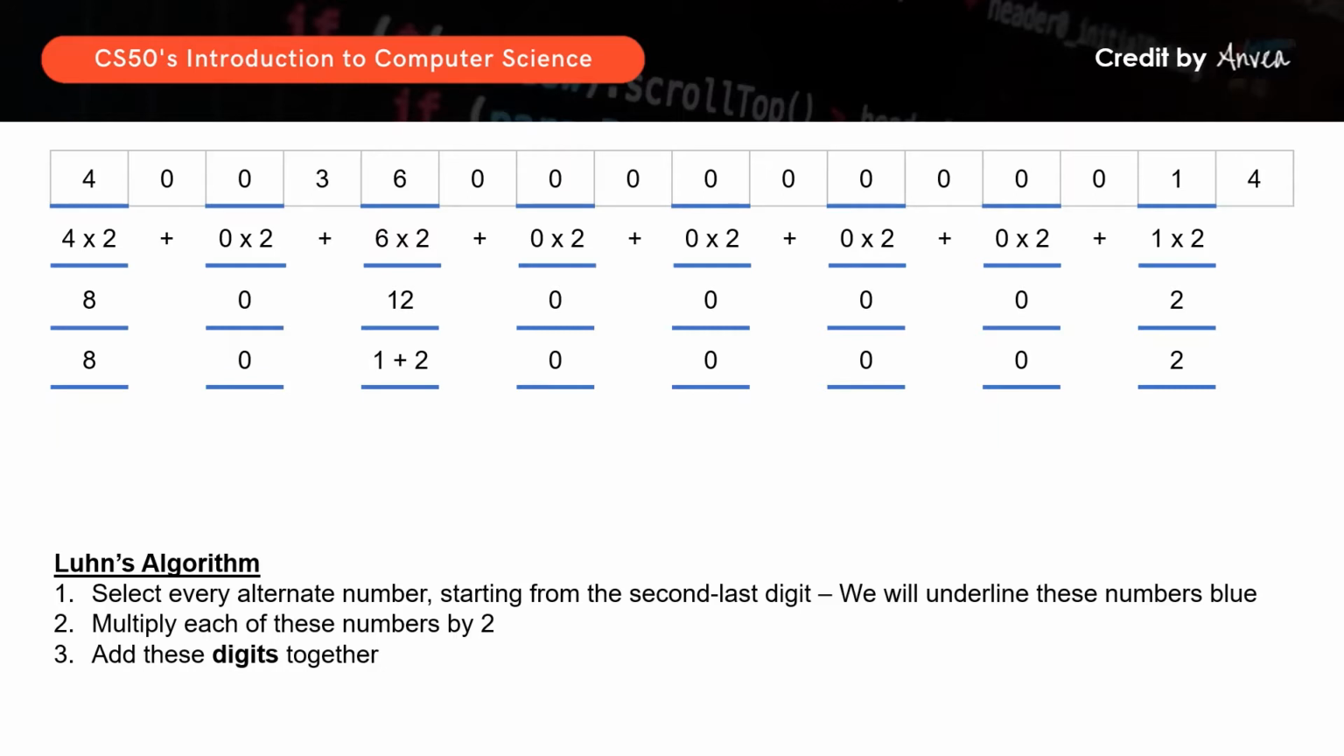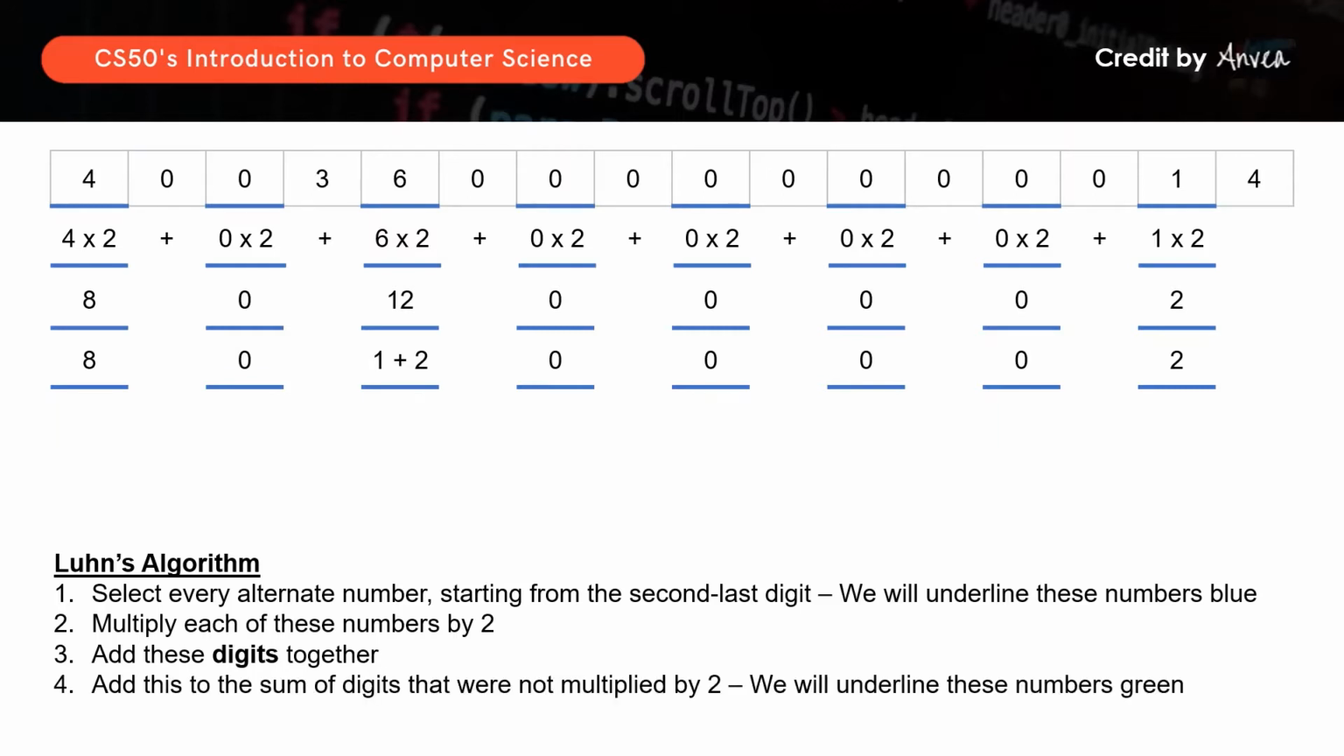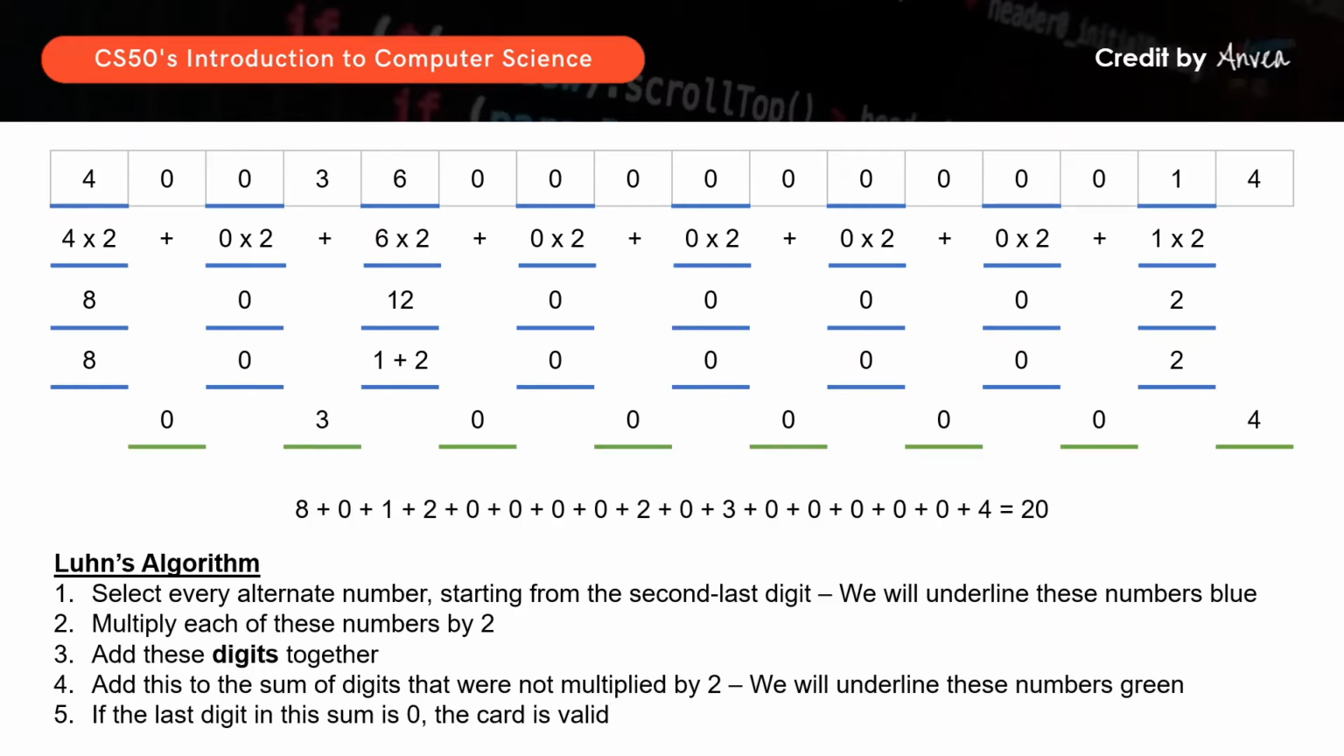and the total will be 13. Then you will add this to the sum of digits that were not previously multiplied by 2, starting from the last digit. So this means your final sum is 20, and since the last digit of this is 0, that's how you know the credit card is valid. So if you do all these steps and the last digit of your final sum is not 0, that means that the credit card is invalid. And this is what we need to do.